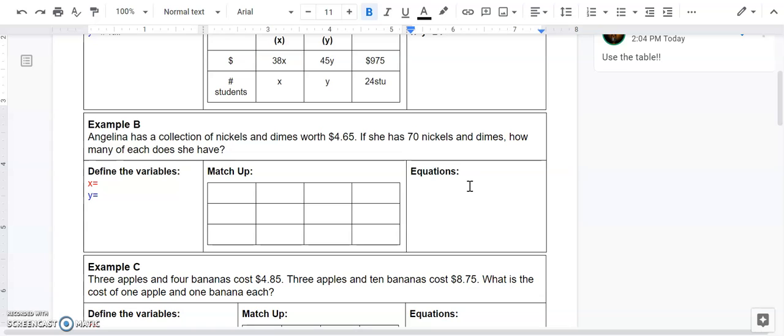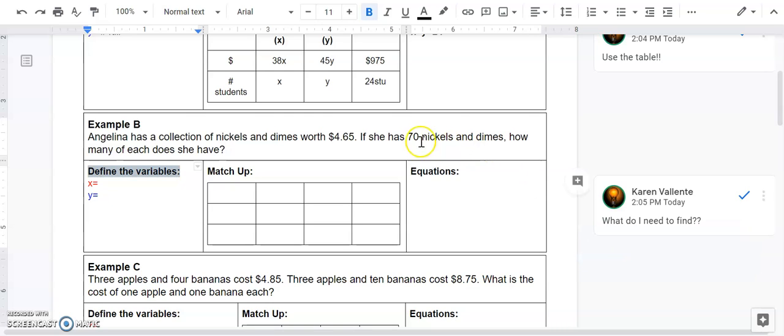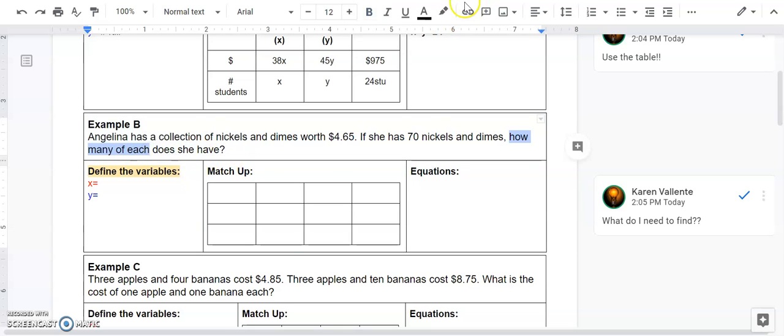Angelina has a collection of nickels and dimes worth $4.65. If she has 70 nickels and dimes, how many of each does she have? Okay, so remember, defining the variables means what do I need to find? Right, so that's what I'm looking for. So I look at my question and it says, how many of each? Okay, that means I don't know it. That's what I go hunting for. How many of each? So I don't know how many nickels. I don't know how many dimes.